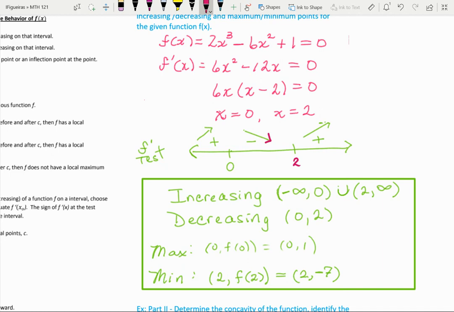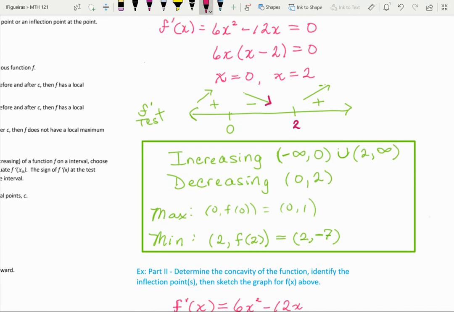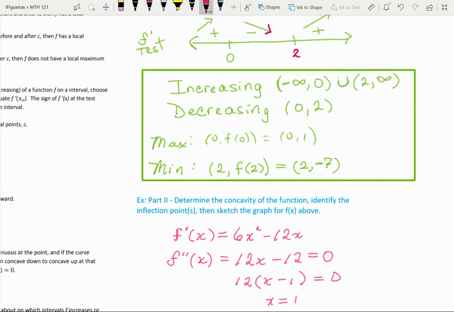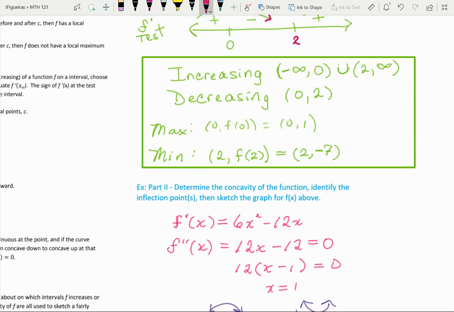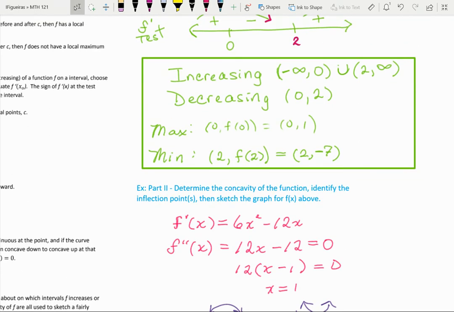So that already gives us a lot of good information to graph the function, but we're going to get a little bit more by using the second derivative. So part 2 of the same problem says, to determine the concavity of the function, identify the inflection point or points, then sketch the graph for f of x.